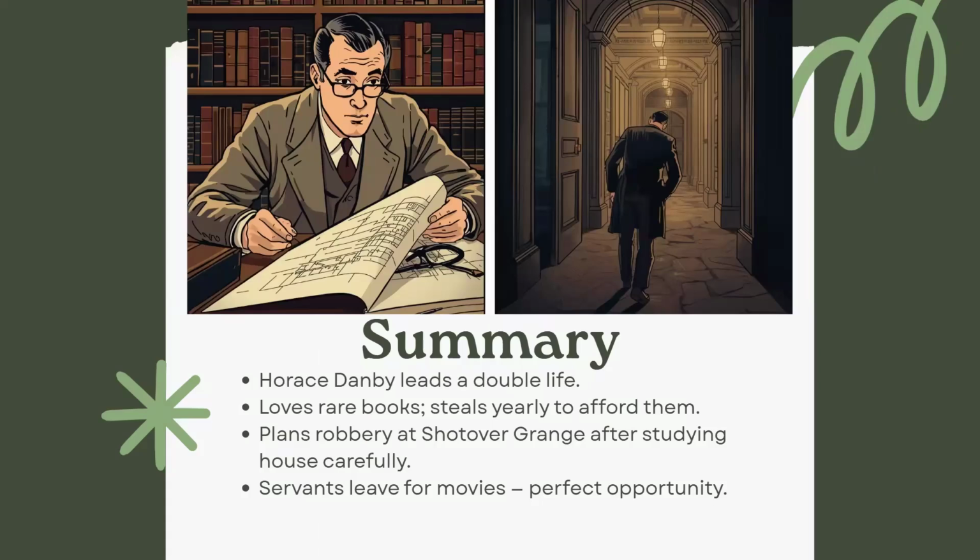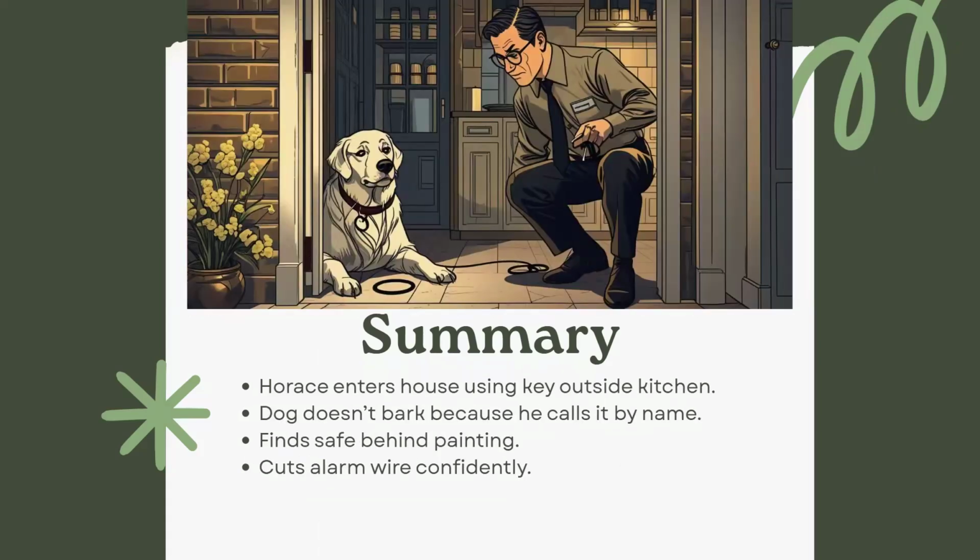So now moving on to the summary. Horace lives a double life, respectable citizen outwardly, secret burglar inwardly. He carefully studies Shotover Grange, ensuring servants are away before attempting robbery. This shows his meticulous nature. He enters the house confidently. He uses kitchen keys, handles the dog calmly, identifies the safe behind the painting. He even disables the alarm easily. His professional knowledge of locks boosts his confidence.